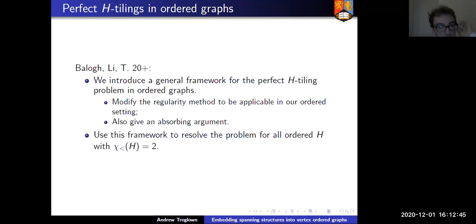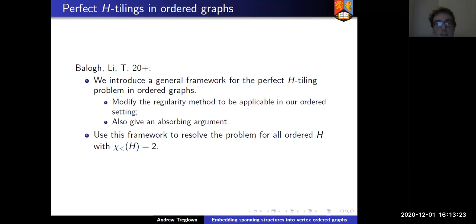So what do József, Lina, and I do? I grandly claim that we introduce a general framework for the perfect H tiling problem. What I'll tell you in about 10 minutes or so is that we modify the regularity method to be applicable to our ordered graph setting. You'll see there are some problems with using the regularity method, Szemerédi's regularity lemma, in the ordered graph setting, so we introduce a way to think about things that avoids that.